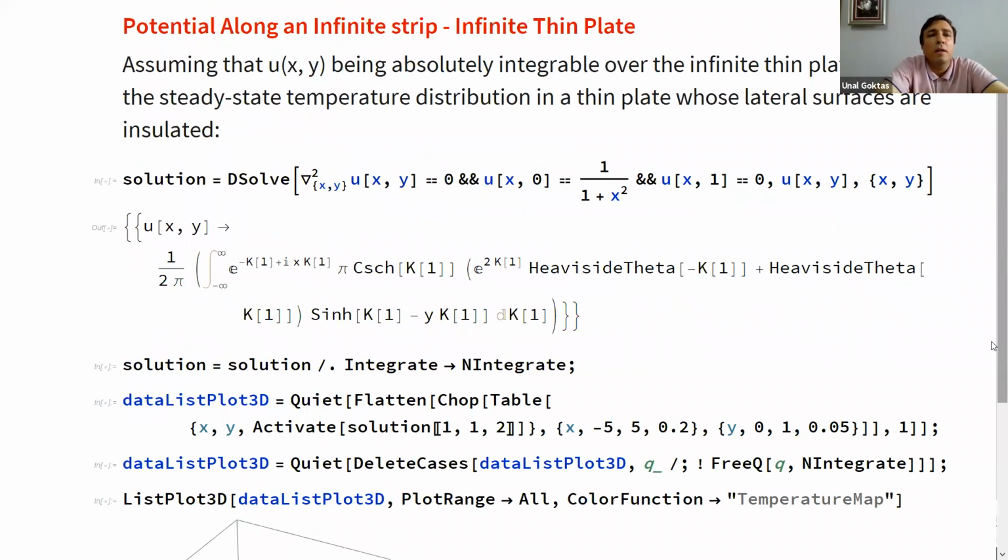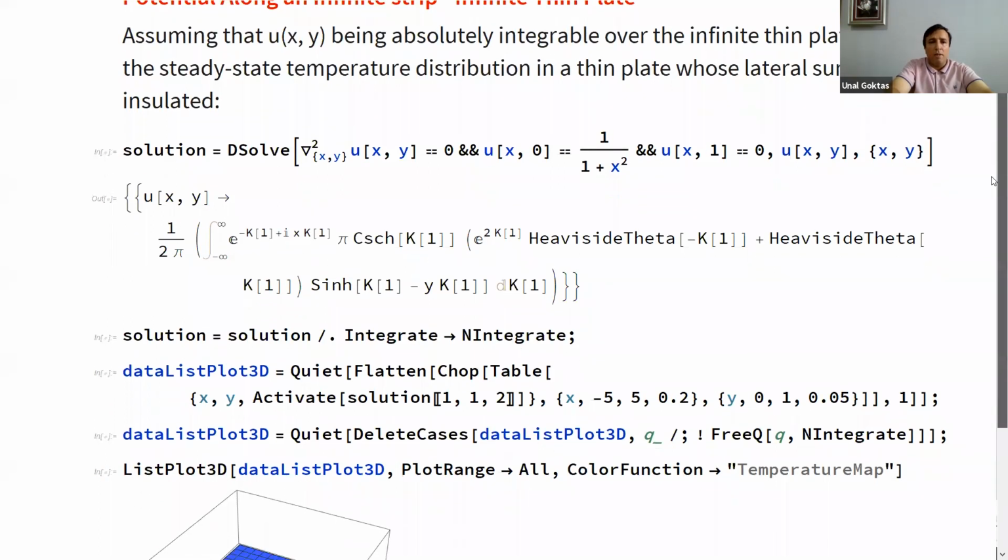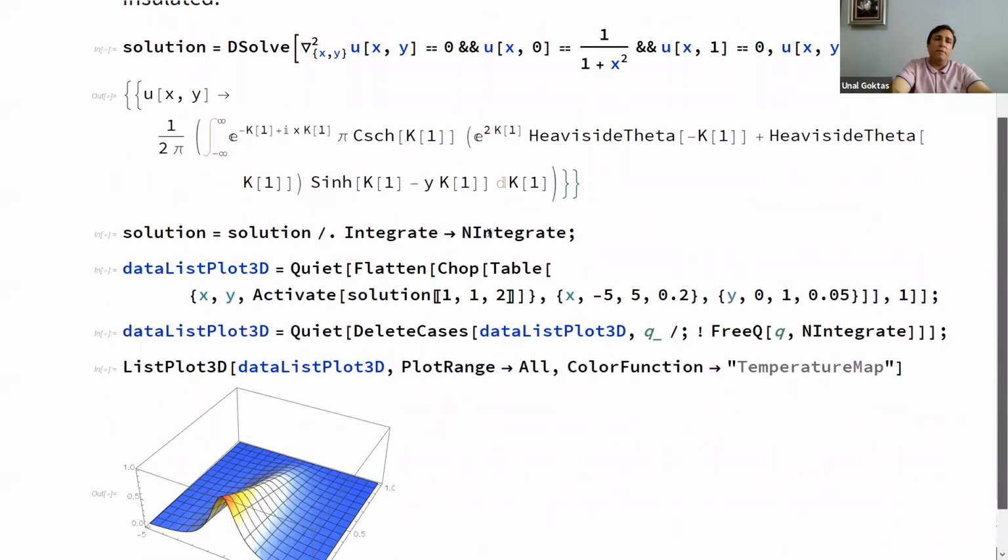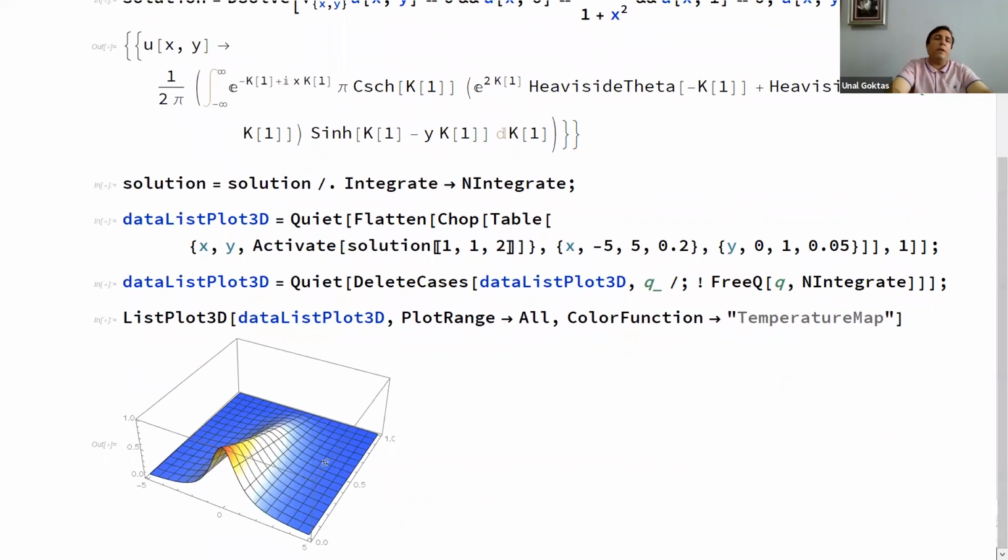So the next example is potential along an infinite strip or infinite thin plate. So if we want to study steady state temperature distribution in a thin plate, this is usually a type of problem that we deal with. And the solution involves an integral. So for practical purposes, we switch from Integrate to NIntegrate for numerical evaluation. And if you plot, the solution will be looking like this.